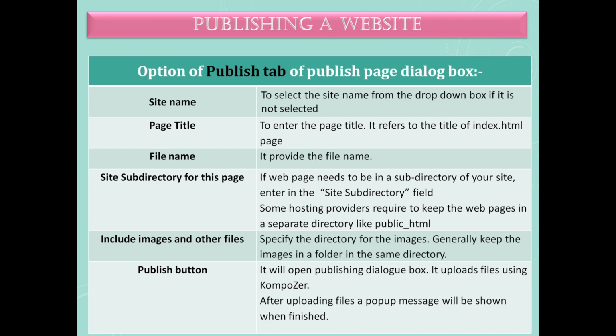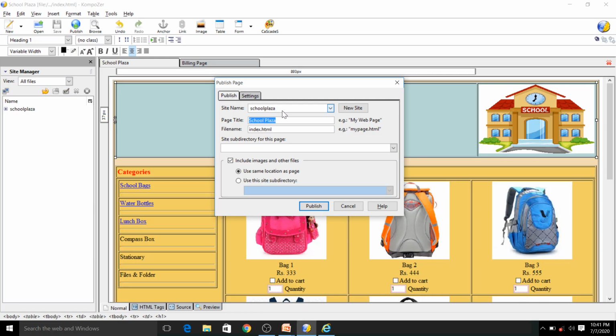Then we will see the publish tab. Here one by one we will cover all the things. Here, site name. Here you have to select from the drop down menu.